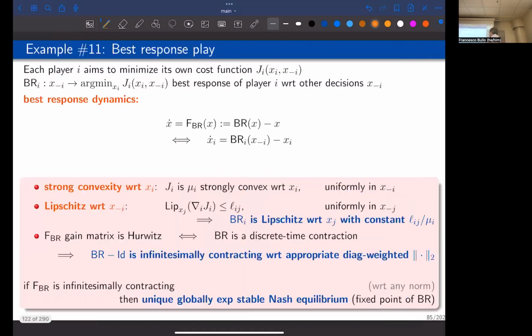And the answer is yes, you can. And everything that you can imagine is going to be true. What can you imagine? More or less the same thing is going to happen. So you are going to assume that J_i is mu_i strongly convex. Did I use mu_i in the previous slide? I think I may, by mistake, have used a different symbol there. But anyway, strong convexity, Lipschitzness of J_i. I can show that, making the same assumption on J_i, the best response of i is Lipschitz with respect to x minus i.